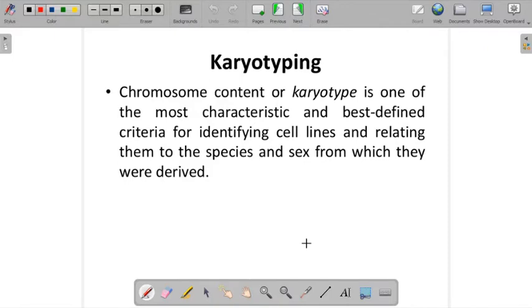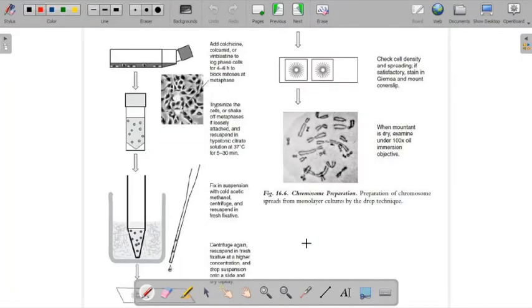Then we'll see karyotyping. What is meant by karyotyping? The chromosome content, or karyotype, is one of the most characteristic and best defined criteria for identifying cell lines and relating them to the species and sex from which they were derived. That is the basic definition of karyotyping.